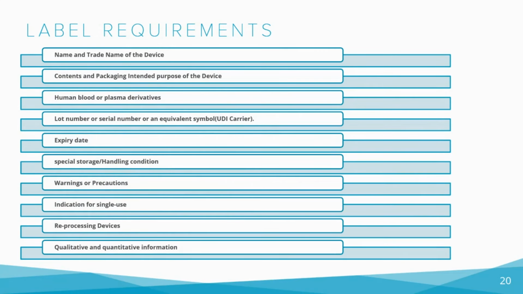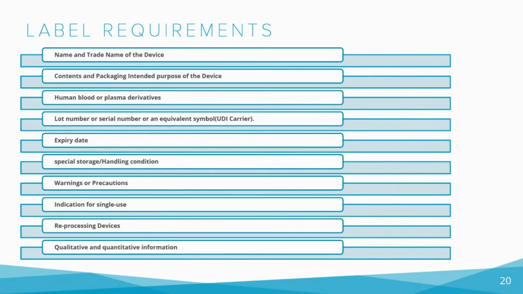The labels, quantitative and qualitative. Quantitative labeling involves providing information about the quantitative composition of a medical device or any of its components. This information may include details about the concentration of active ingredients, the amount of a particular substance, or the size or dimension of the device. Then qualitative.